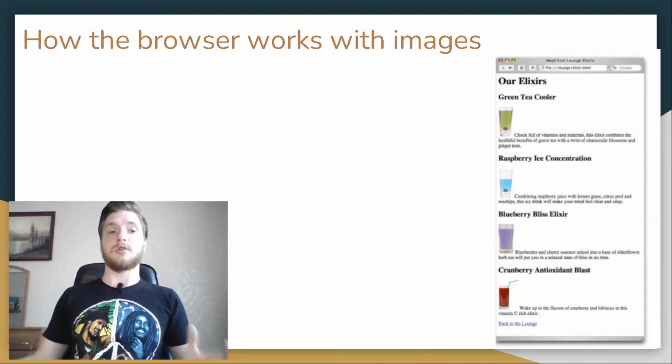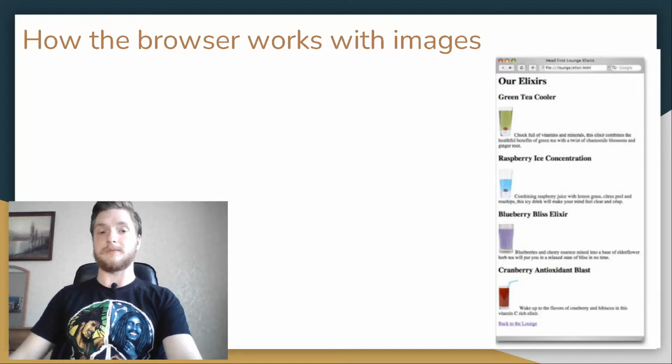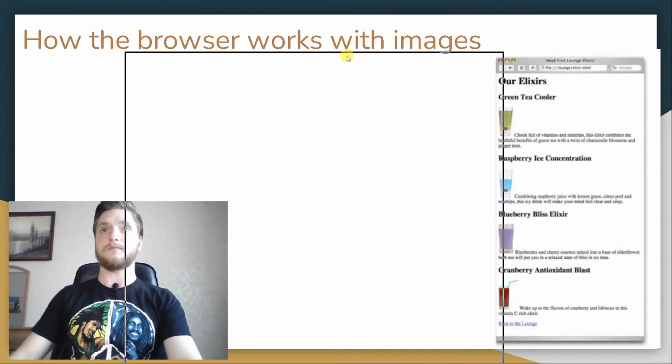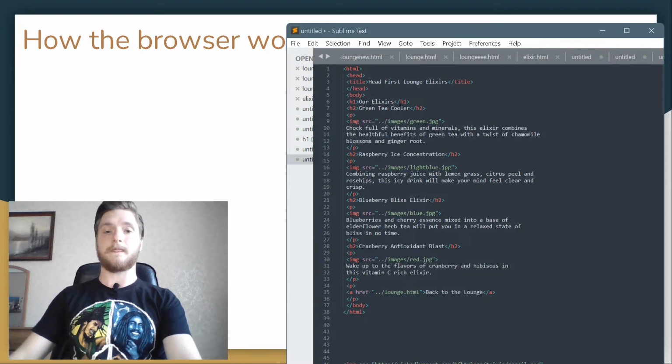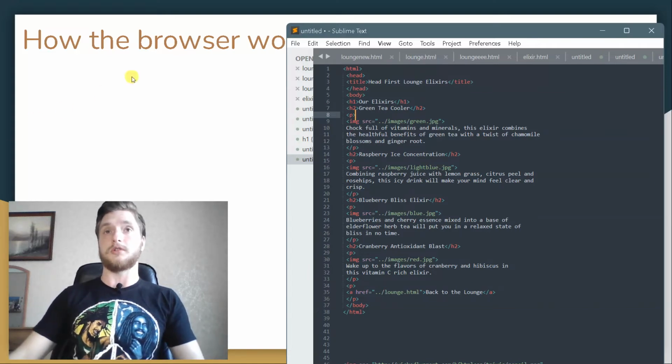Let's take a quick look back at the Elixir page from the Head First Lounge, which has 4 image elements. So, Head First Lounge Elixir, code, this, and we've got 4 images in this HTML: 1, 2, 3, 4. Now let's take a look behind the scenes and step through how the browser retrieves and displays this page when it's requested through HTTP.